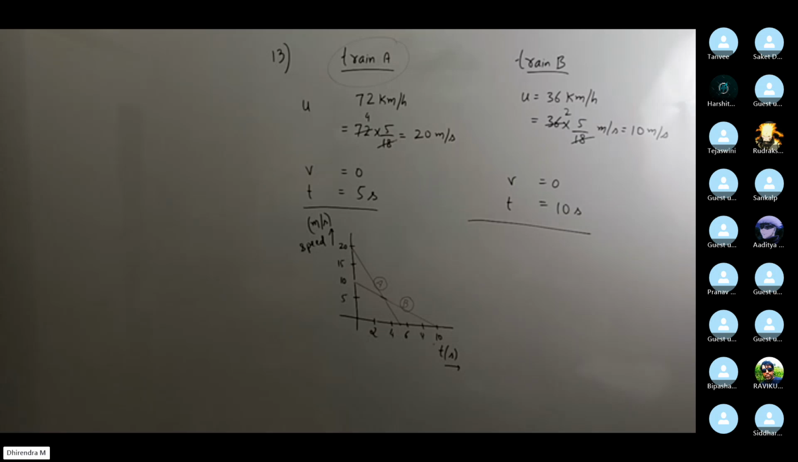Wonderful. So it's a nice question. You don't have any formula to use, but you have to represent. See, these things will not come with formulas, folks. This will come only if we understand the concept. So this is question number 13.